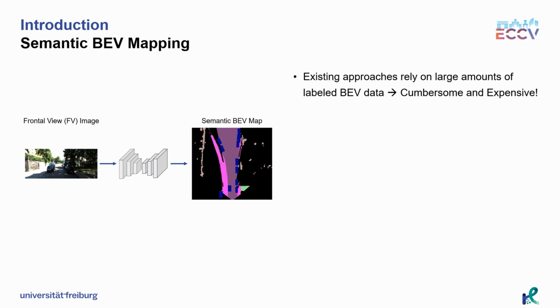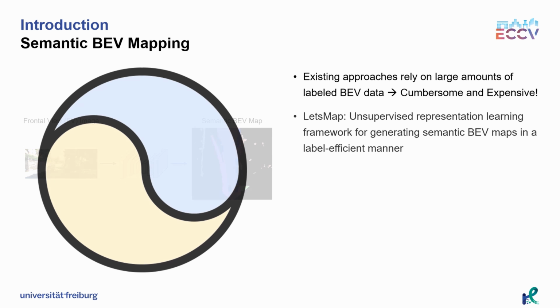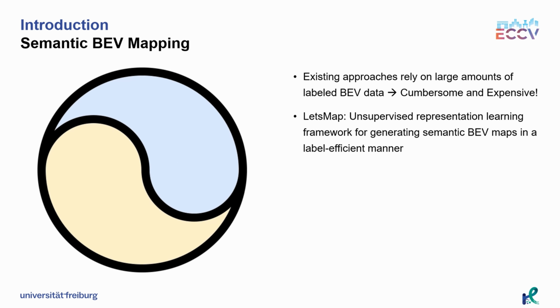Existing approaches follow a fully supervised training paradigm and thus rely on large amounts of labeled bird's-eye view data. However, labeling bird's-eye view data is cumbersome and extremely expensive. In this work, we address this limitation by proposing the first unsupervised representation learning framework for generating semantic bird's-eye view maps in a label-efficient manner.